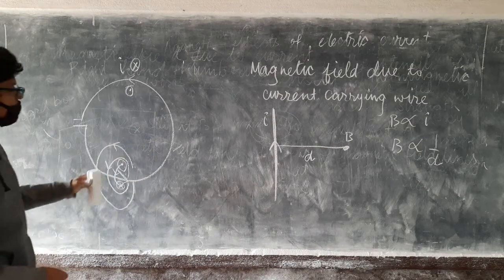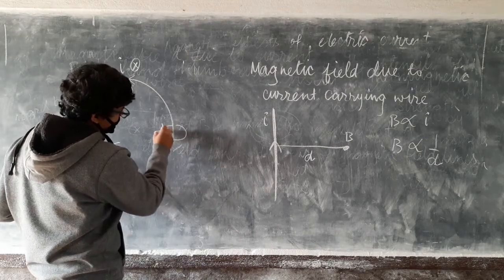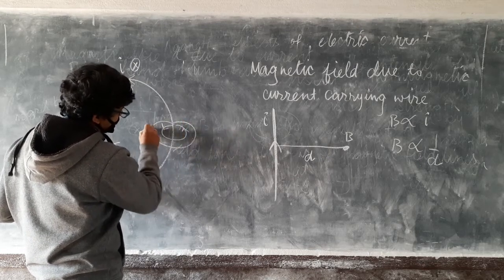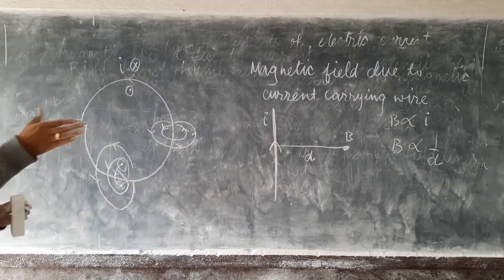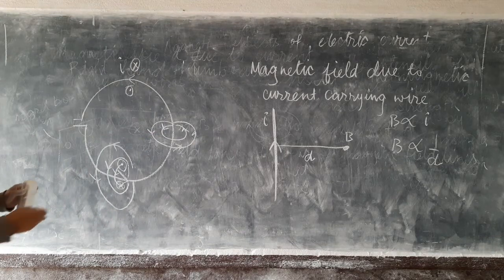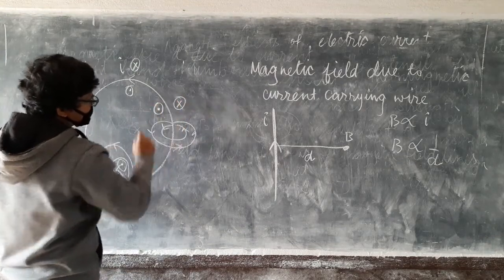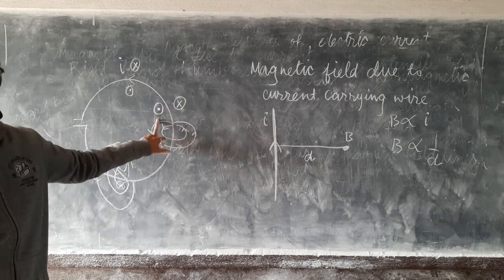So if you want to draw the magnetic field line, it will be something like this. If you curl your right hand thumb, you will get this direction. Basically, in this region, this is the direction. In this region, this is the direction. This says that going into the plane. This says that coming out of the plane.